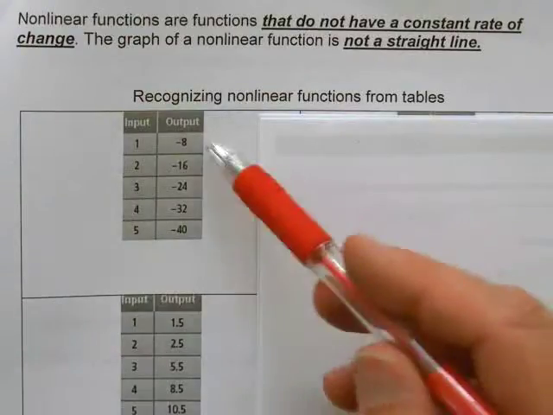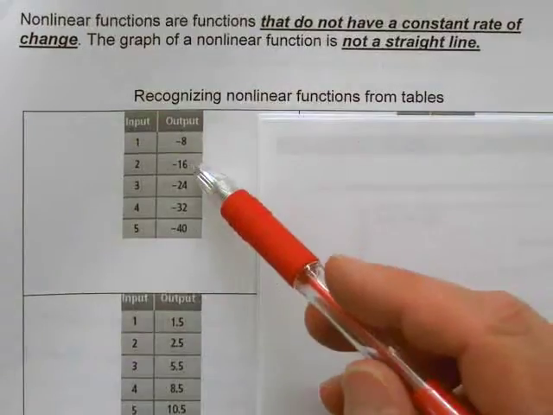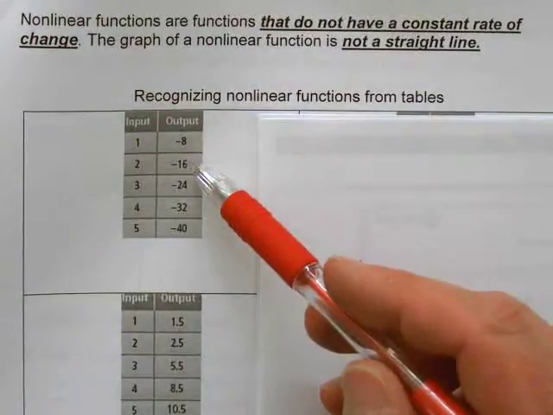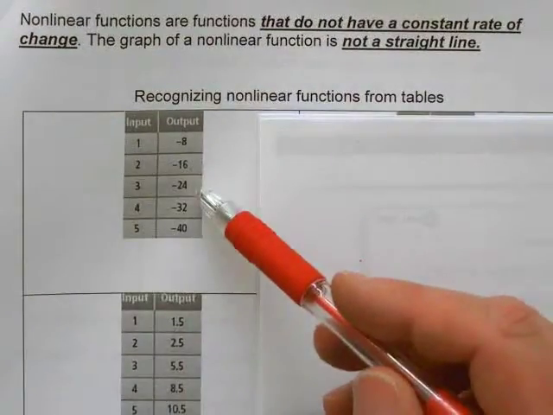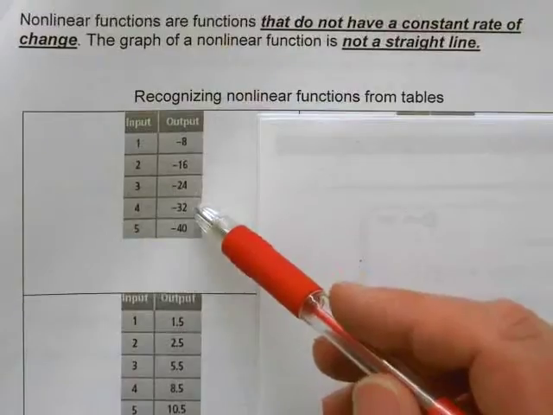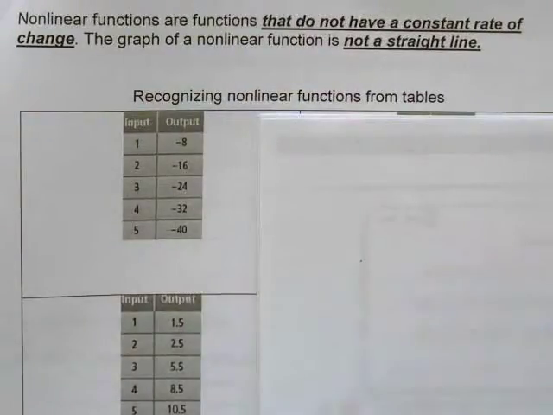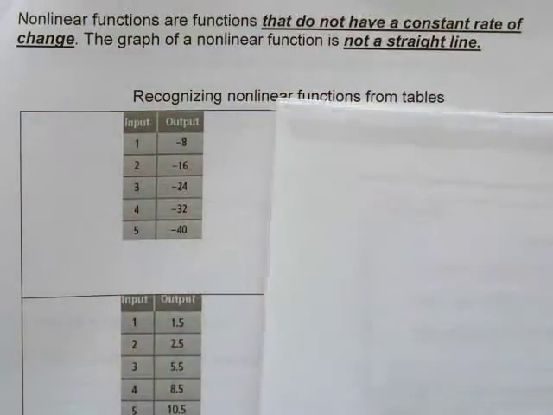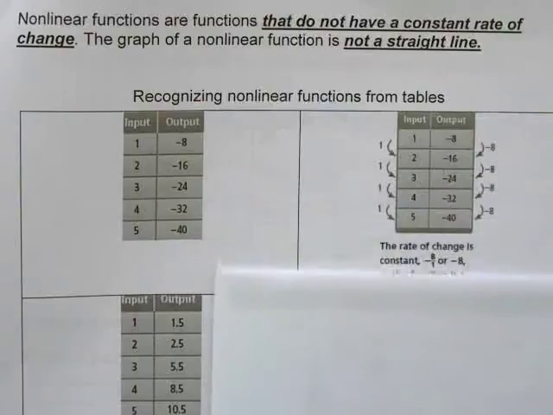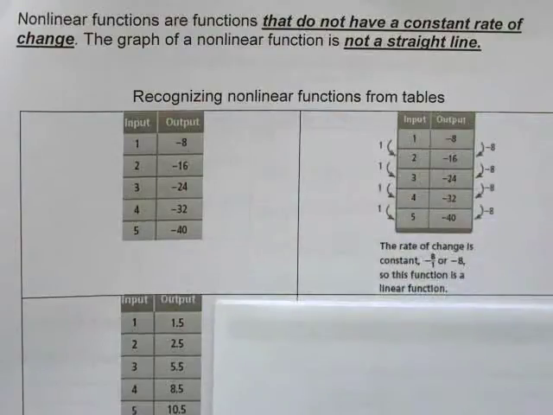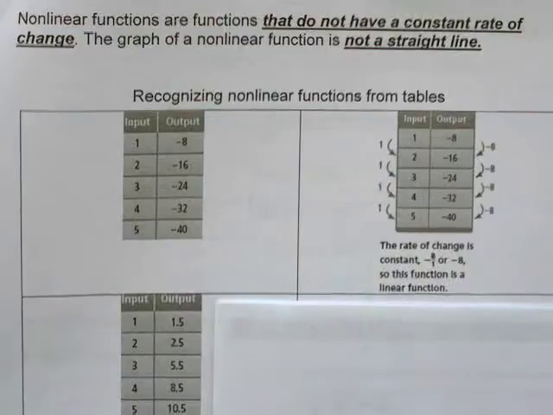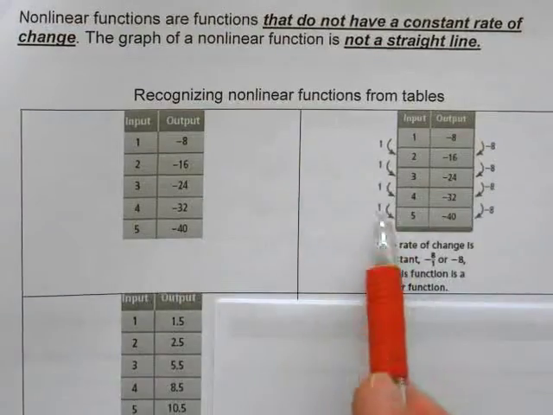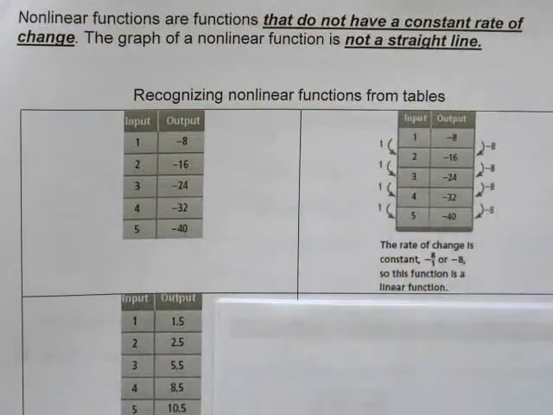On the output, what do we have? 8 to negative 16, so that would be minus 8, to negative 24, minus 8, negative 32, negative 40. This represents, according to my handy-dandy table, a linear function because I do have a constant rate of change. As you can see, I am going up by 1 on the left and down by 8 in between each set of values.